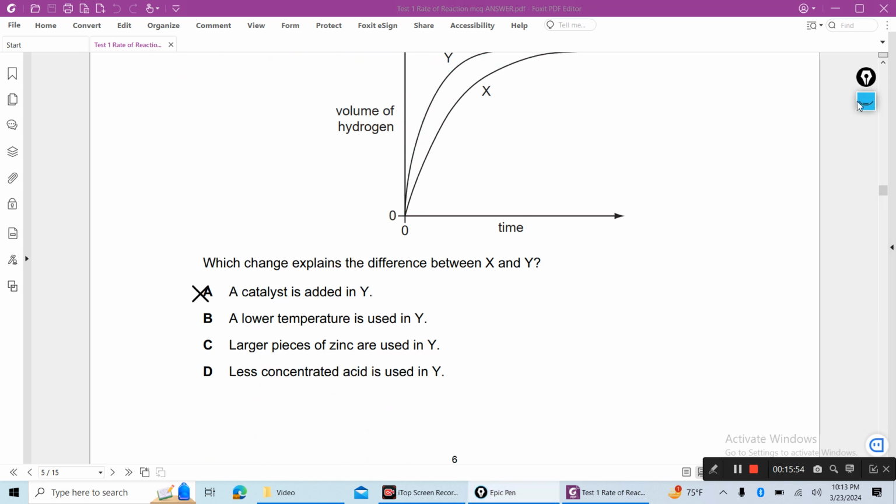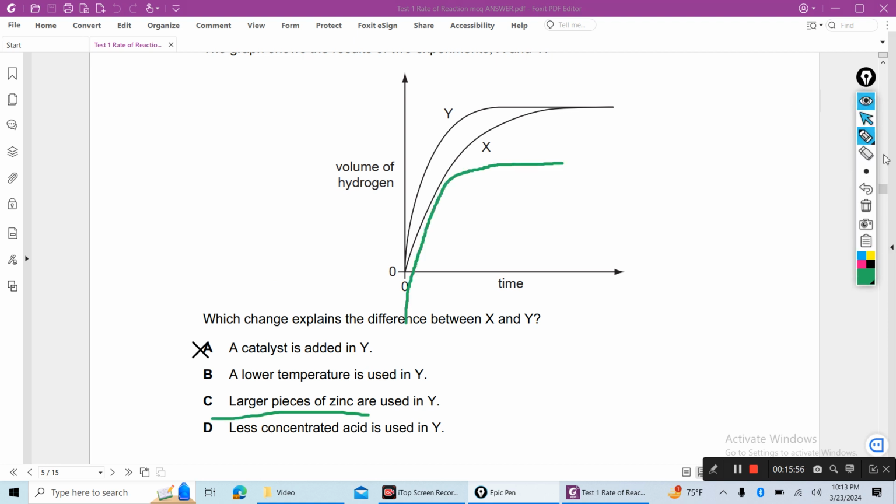Now why B is wrong. A lower temperature is used in Y. No, the graph is steeper, which means higher temperature. This is wrong. C, large pieces of zinc are used in Y. No, with large pieces the rate of reaction will be slow, but here the graph is steeper, meaning the rate of reaction is high. This is wrong. Less concentrated acid is used in Y. No, if less concentrated acid is used, the graph will be less steep, but this is steeper. So D is also wrong. Answer is A.